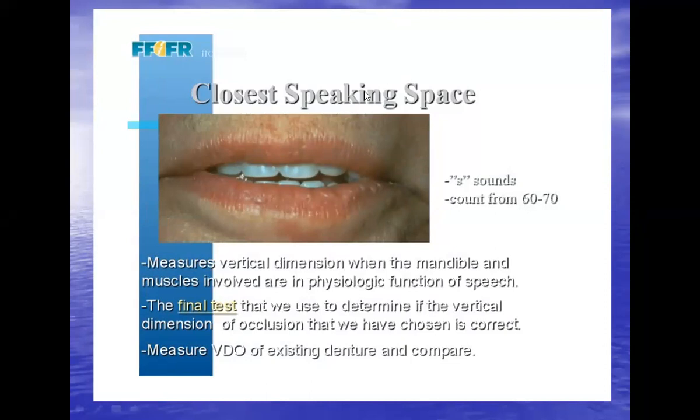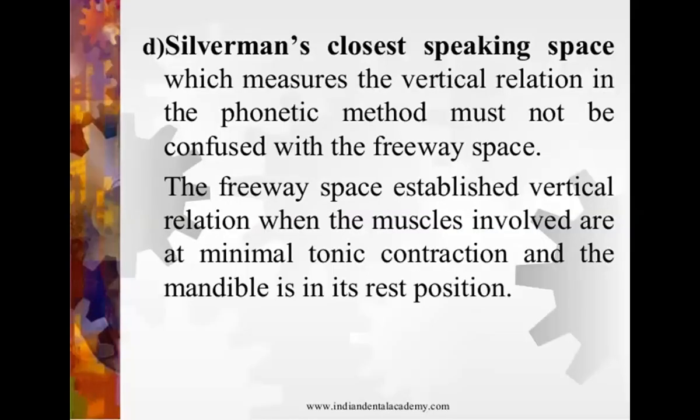ये कब आप इसको evaluate कर सकते हैं? How you can recheck it? You just ask the patient to say S, prolong S. Prolong S कहने पे you always have a space between your upper and lower teeth. You always used to get this space. If this space is not there, you have increased the vertical dimension, और आपके पास closest speaking space नहीं है, that means you are not be able to pronounce this sound. S sound कभी भी नहीं होगा अगर आपका vertical बढ़ा हुआ होगा. So Silverman closest speaking space method is the confirmatory method. मैं आपको हमेशा कहूंगा कि इसको एज ए कंफर्मेशन यूज करें, एस्टेब्लिशमेंट के लिए यूज मत करें इसको वर्टिकल डायमेंशन की.